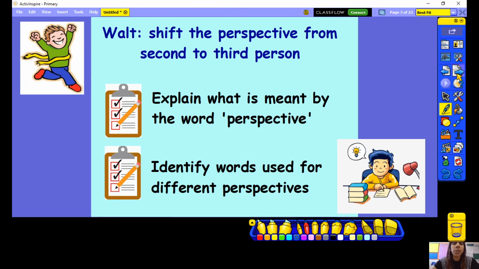So today we are going to be learning how to shift the perspective from second to third person in our writing. Now, that seems quite tricky as a Walt, but no fear, we are going to go through that step by step in today's lesson. So firstly, to be successful, we need to know what is actually meant by the word perspective, and then we're going to identify words used for different perspectives. In particular, we're going to be looking at the second and third person perspective.